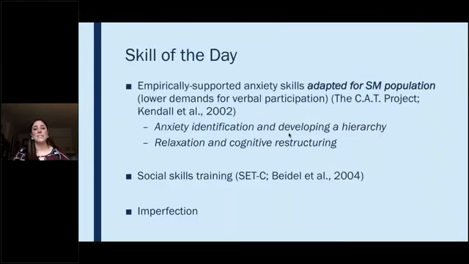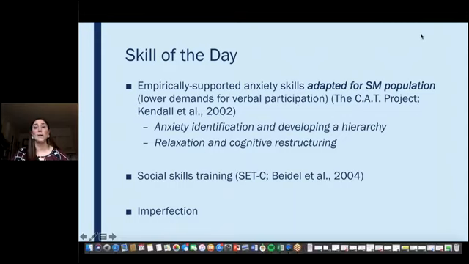We also do a skill of the day, and so these are empirically supported anxiety skills adapted for the SM population for the lower demands for verbal participation. So we do anxiety identification, developing a hierarchy, relaxation, and cognitive restructuring. And as I mentioned before, these are activities that in the typical anxiety protocols require verbalization.